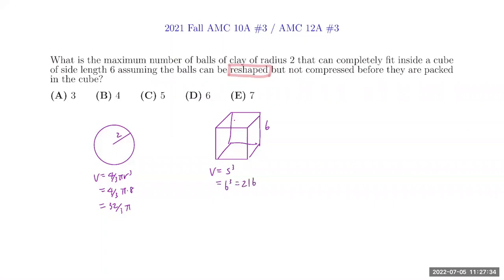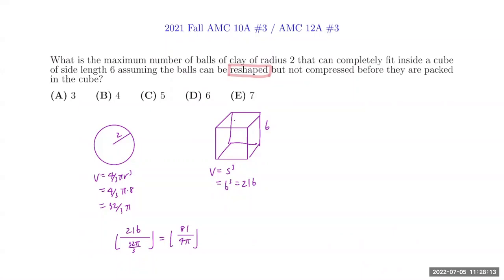So to figure out how many of these reshaped clay figures fit into the cube, we just want to find what 216 over 32 pi over 3 is. But what we actually want is the floor of this, because we want a whole number of clay balls. So let's simplify this fraction a little bit. After some simplification, this is the same thing as 81 over 4 pi. So let's figure out what the floor of 81 over 4 pi is.